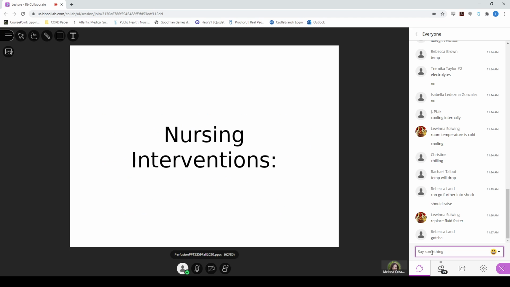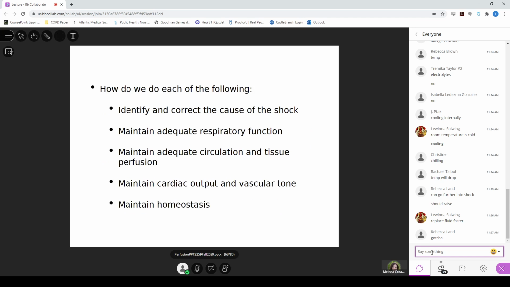Okay, so your interventions. Think about your interventions first. You've got to identify and correct the cause of the shock. So how are you going to do that? You have to have a rapid response, right? The faster the response, the stabler, if that's a word, you can stabilize this patient faster. And the faster you stabilize them, the less damage that is done to the body. The easier it's going to be to bring them back to functioning capacity, and they're going to be easier to manage.